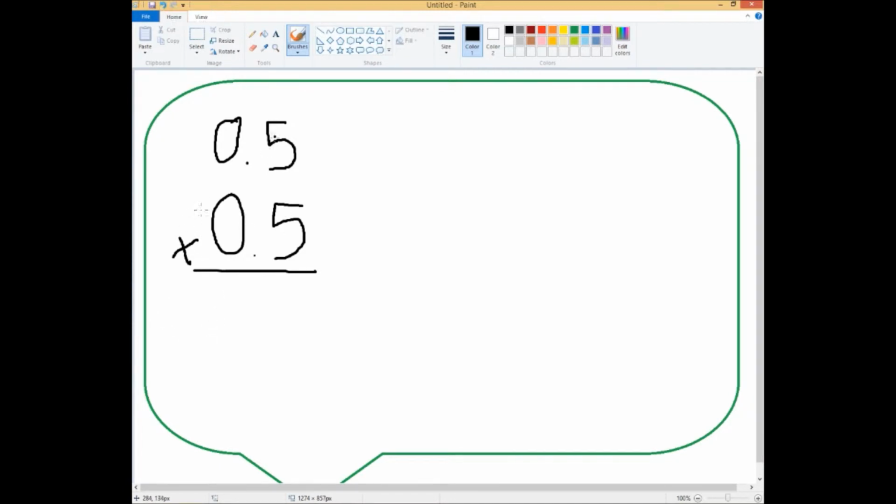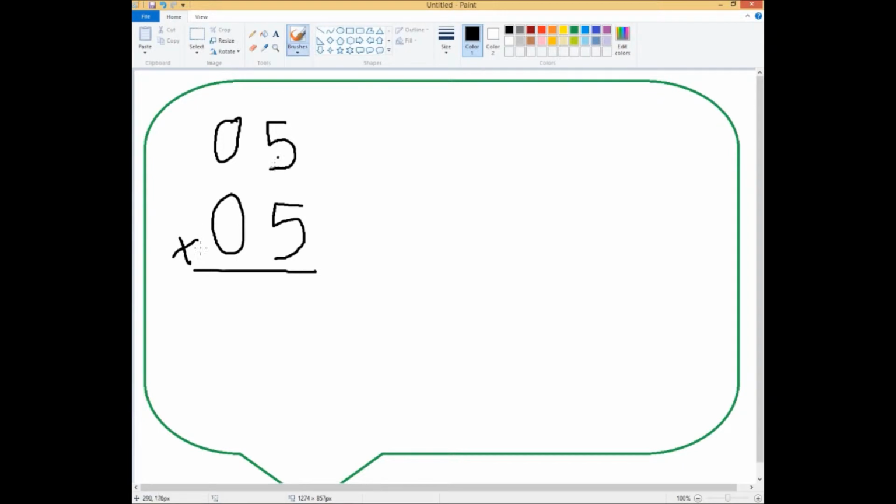So first of all, we have an example of 0.5 times 0.5. Now how you would do this, in my way at least, which I think is a little bit easier, but it's your choice if you want to learn a new way or not. So my way is just take off the decimal, hide the decimals. Just pretend they're not there. And then just multiply it regularly.